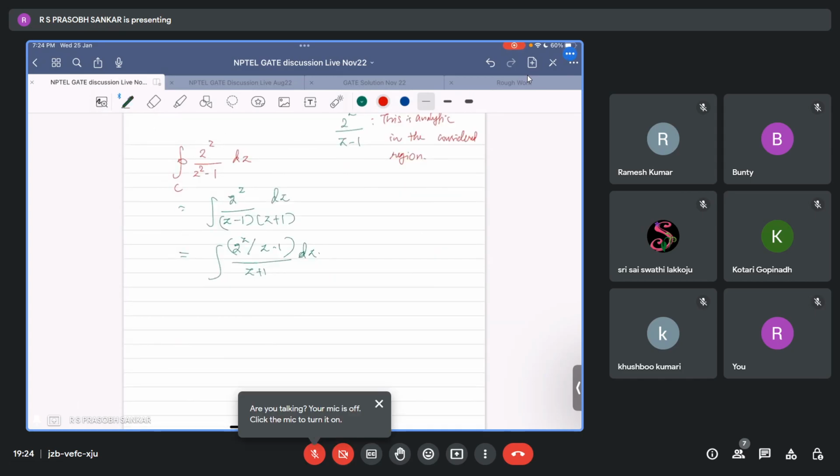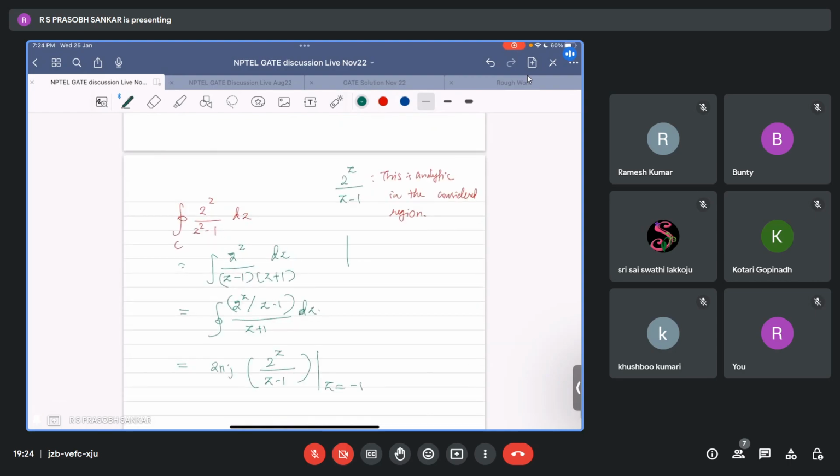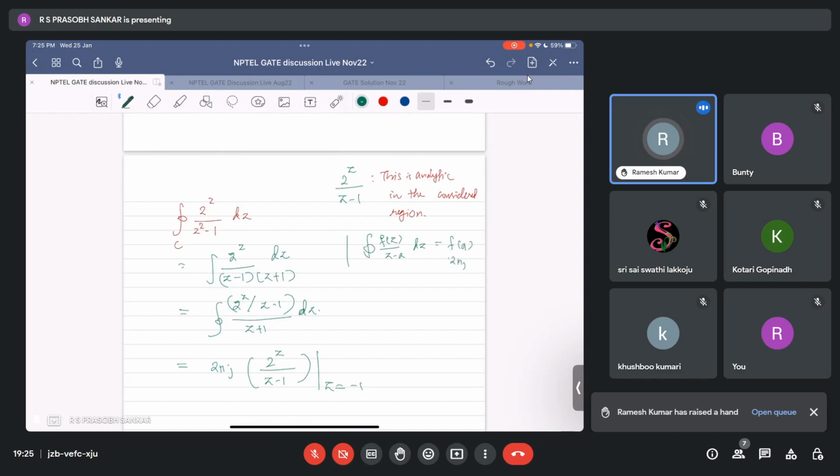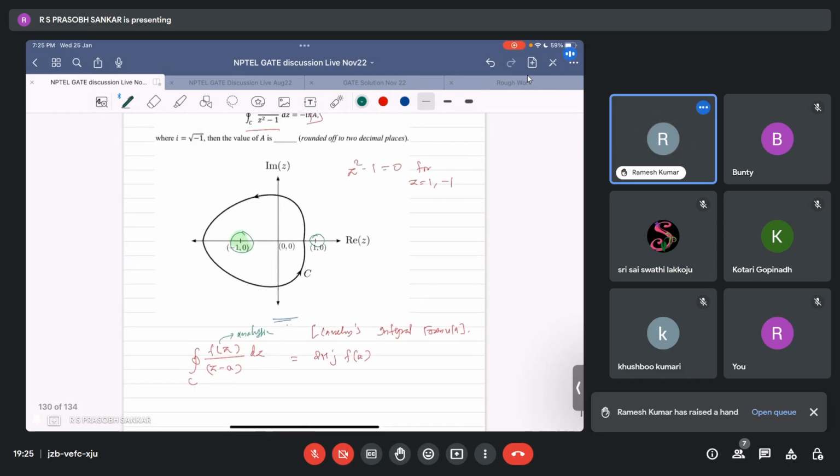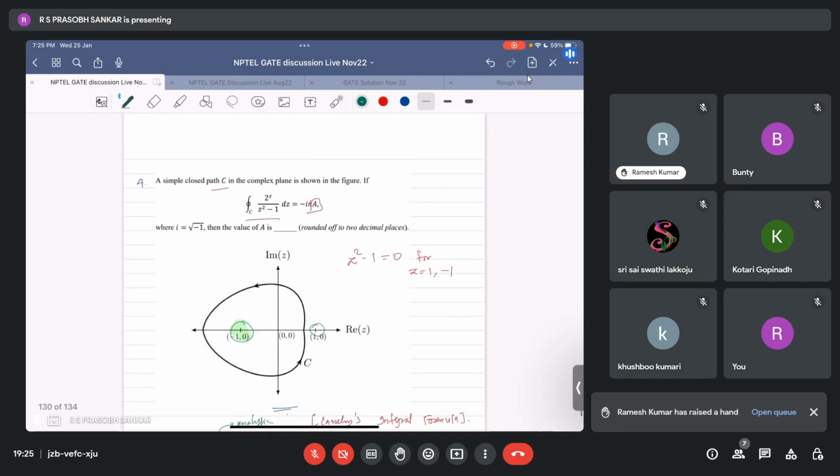Now this, by Cauchy's integral formula, is 2 pi j times 2 raised to z by z minus 1 at z equal to minus 1. This part is clear, right? So I just apply Cauchy's integral formula. Yes, please. So that z minus 1 is included with f of z. No, why is z plus 1 not included? How to choose between the two?